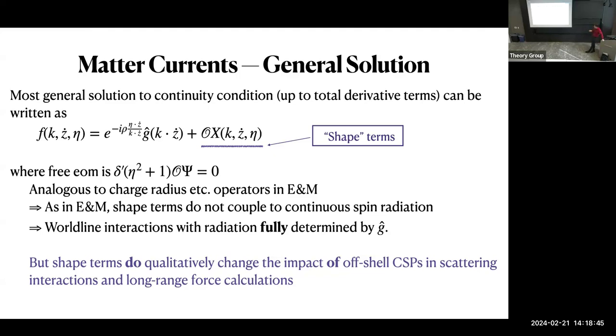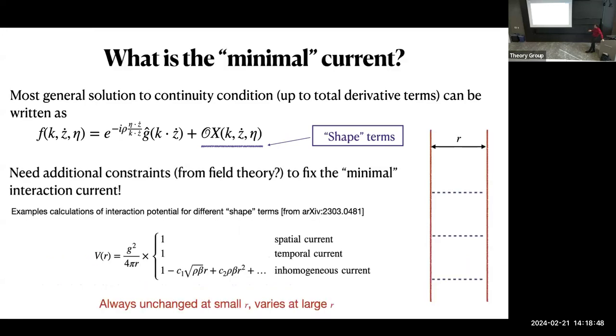What do I mean by this? I mean that if you calculate the static potential between two matter particles mediated by a CSP, this term will matter. For every single possibility that you could write down, you always get 1 over r for the potential. There are some coupling coefficients that matter, but you always get 1 over r behavior in the limit that your distance scale is short compared to rho inverse. That's the correspondence. Some of these currents don't give you any static corrections, just velocity-dependent corrections, but others do give you static corrections.